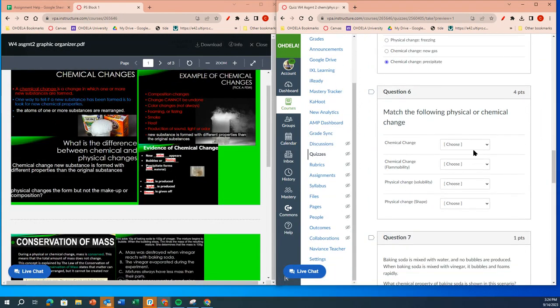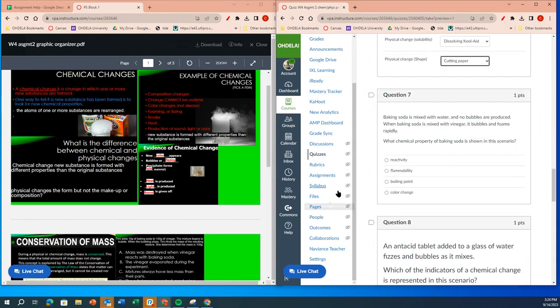So let's match this chemical change. So we're looking for just a chemical change, creating a new substance. Chemical change, flammability is lighting a match. Physical change, solubility is dissolving in Kool-Aid. Physical change, shape, cutting paper.